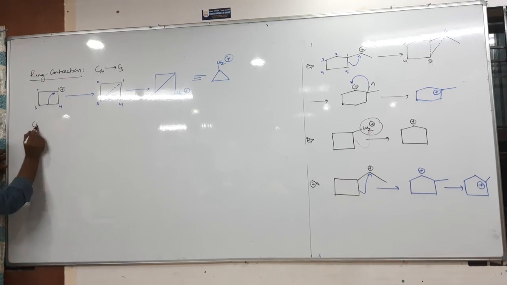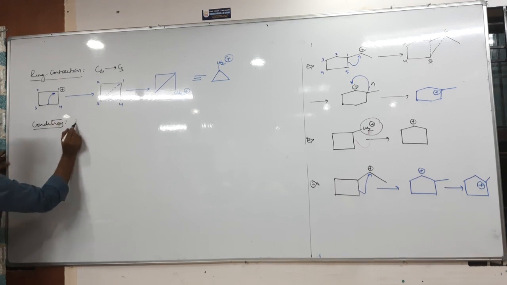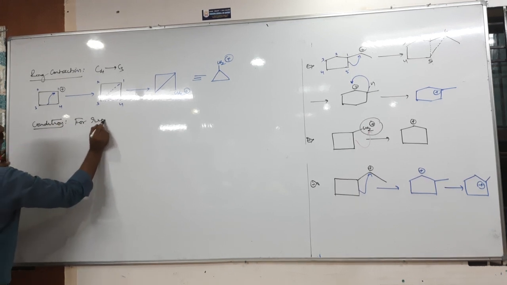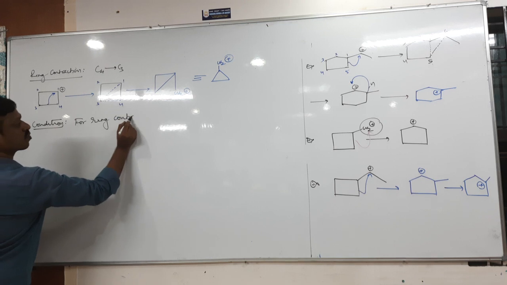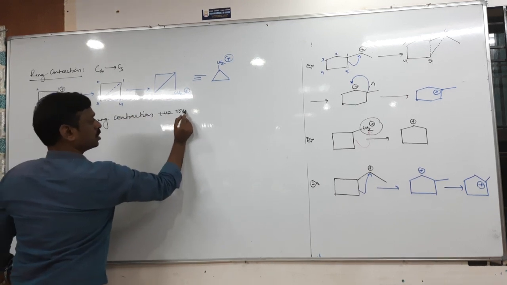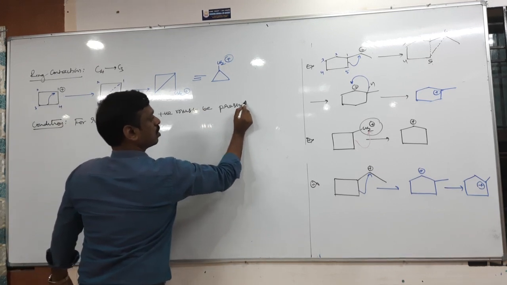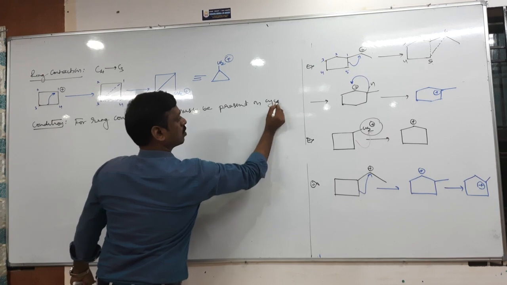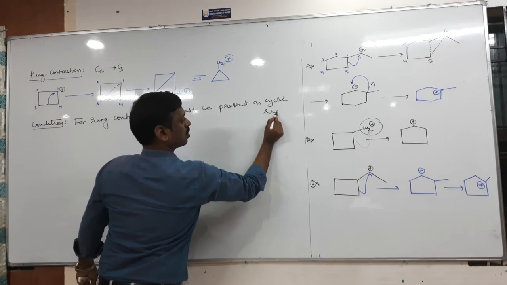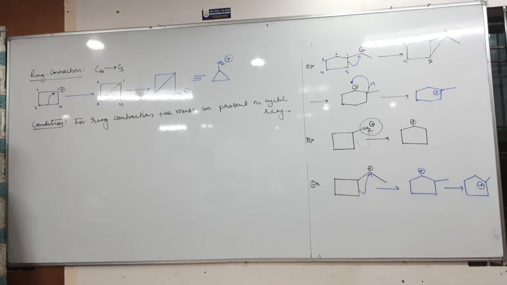Therefore, the condition for ring contraction: the positive charge must be present on the cyclic ring. So on the cyclic ring, the positive charge should be there. Then only it is possible. Okay.